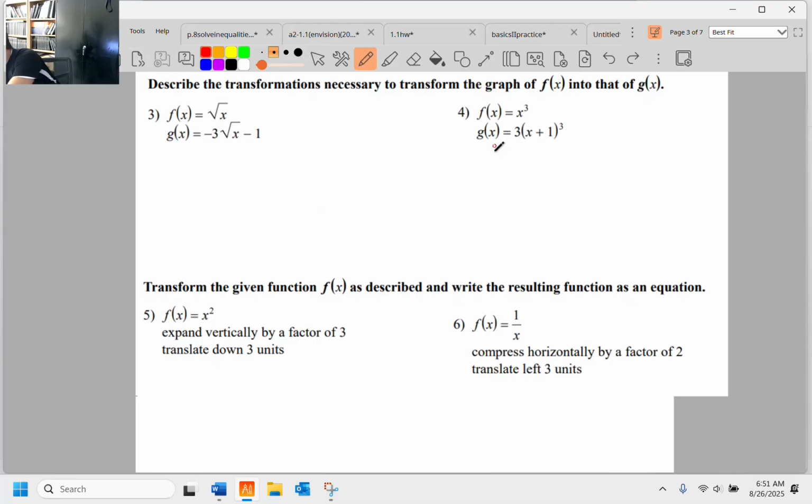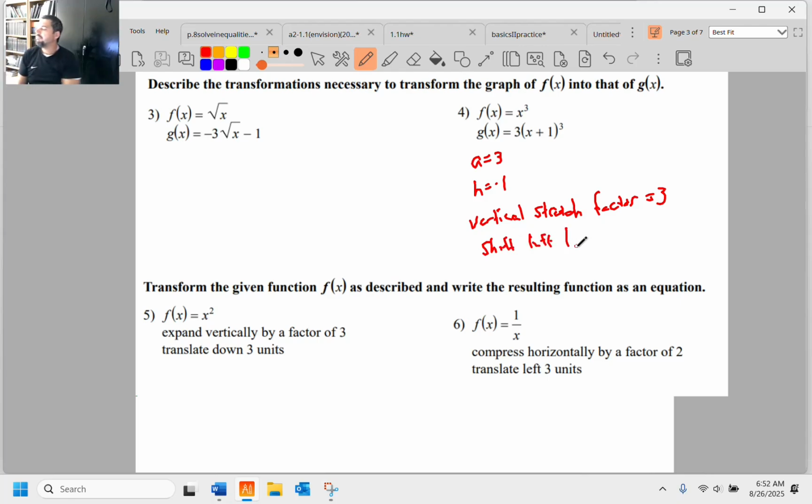Describe the transformations necessary to transform the graph of f of x into that of g of x. So, I noticed a couple of things here. I see that a is 3, and I see that h is negative 1. So it's as simple as a vertical stretch, factor equal to 3, and then we have shift left 1. That's not hard.